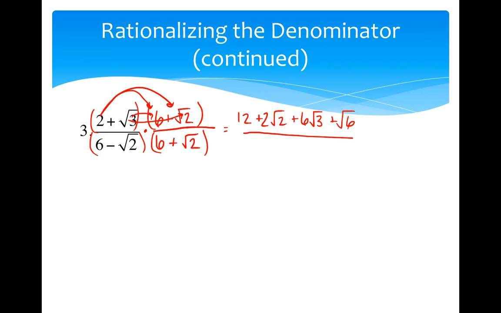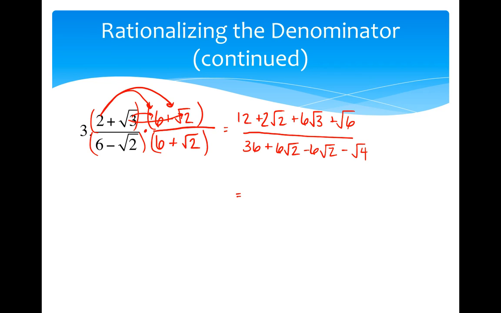On the bottom, 6 times 6 is 36. 6 times the square root of 2 is going to be 6 square roots of 2. Negative square root of 2 times 6 is going to be minus 6 square roots of 2. Negative square root of 2 times positive square root of 2, that's going to be negative square root of 4.